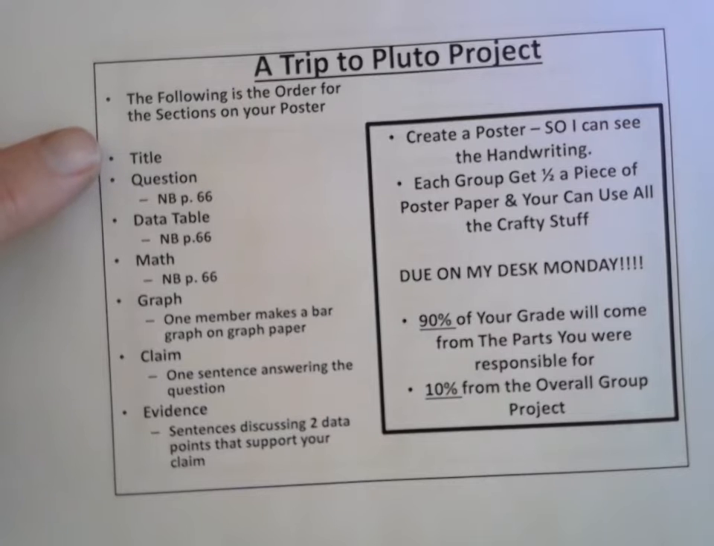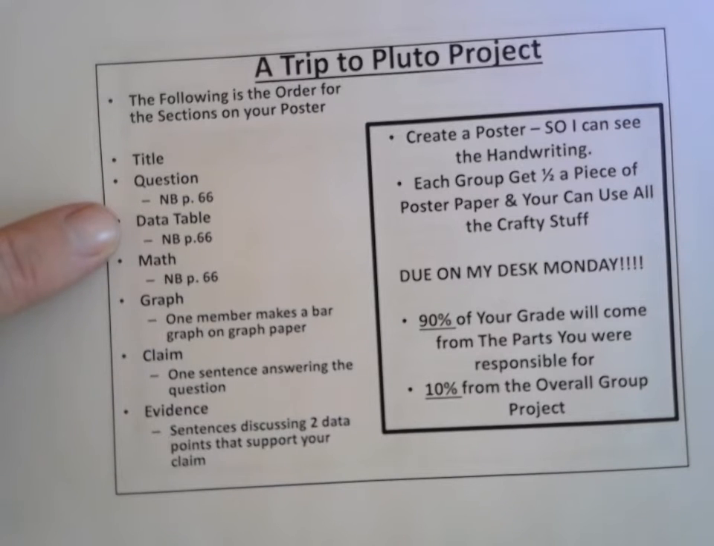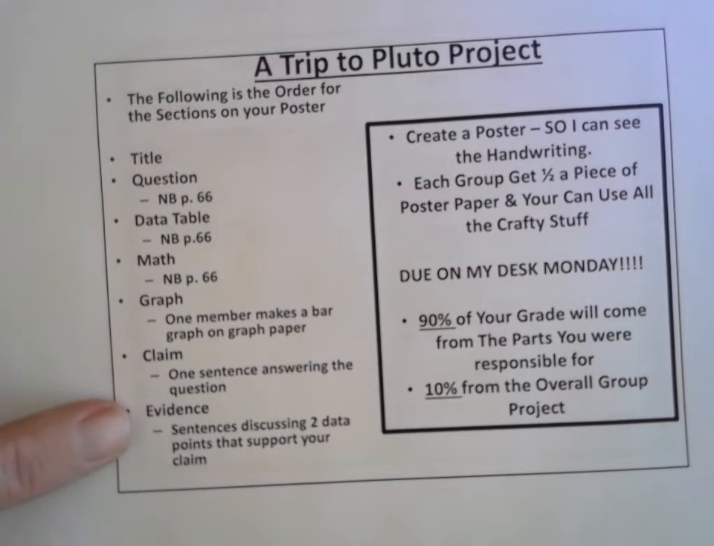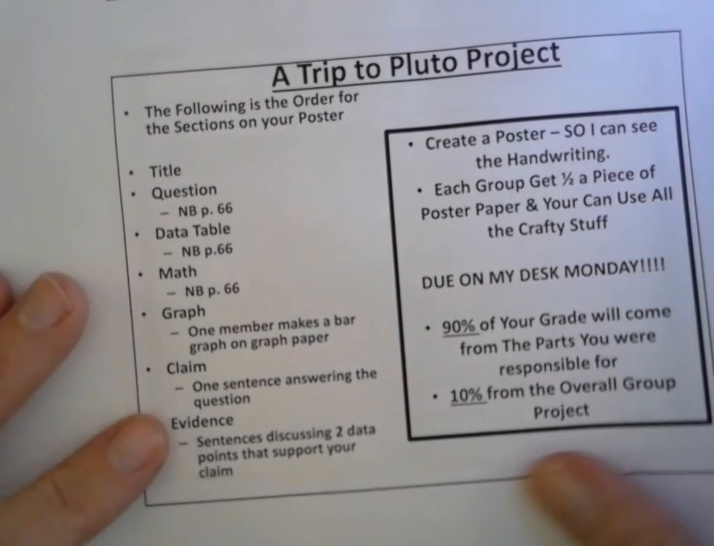Here's the following order for the sections on your poster. You have to have a title first, and then the question, which is in notebook page 66, a data table, which by the time you guys are ready to put together should also be on that page, the math that you are all responsible for collectively, a graph, one member has to make a bar graph, a claim, which is one sentence answering the question, and then evidence. Evidence is a sentence discussing 2 data points that support your claim.